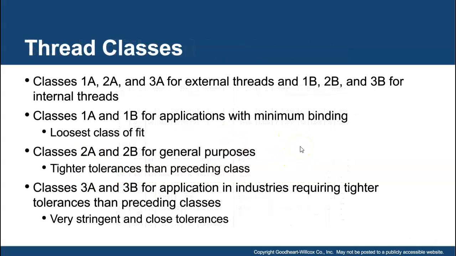There are also three thread classes. We talk about class 1A, 2A, or 3A. The A, of course, is referencing the external thread. 1B, 2B, and 3B, the B is for internal threads. These classes have to do with the actual fit. A class 1 thread is the loosest class of fit. Most of these are going to probably be class 2, and a class 3 is a very, very tight fit. So pay attention to the actual thread classes. Just know that A is the reference for external threads, B is the reference for internal.